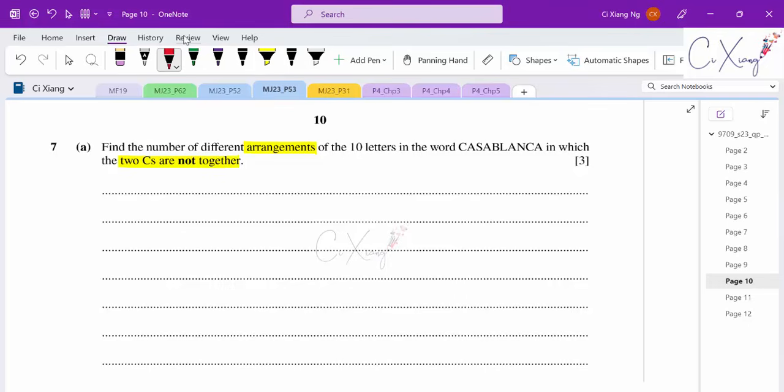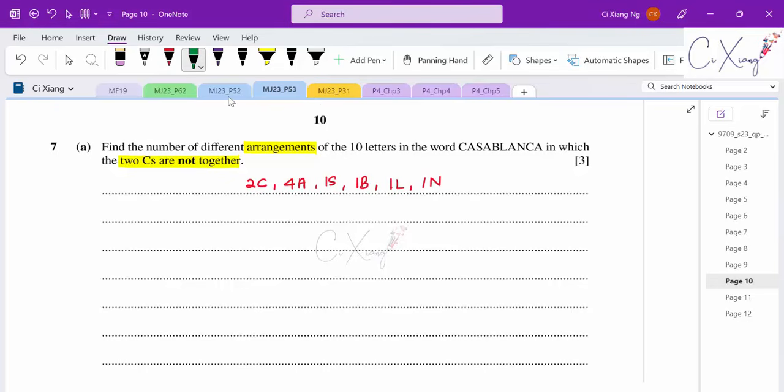First of all, I want to figure out how many letters I have and how many identical letters I have. I have 2 Cs, 4 As, 1 S, 1 B, 1 L, and 1 N. So this is what we have from the 10 letters. Since they said the Cs are not together, that means the Cs must be separated. Therefore, I will arrange the Cs last.